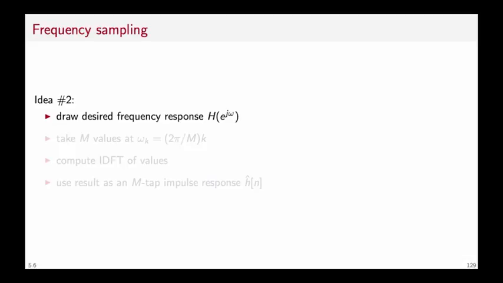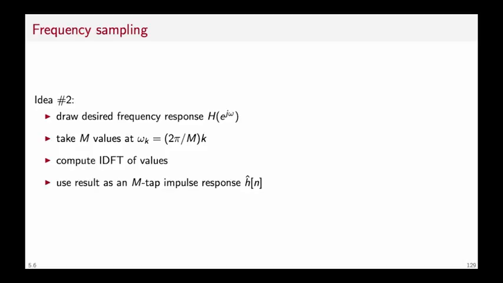The idea here is to say, what if we draw the desired frequency response in the frequency domain? Then what we do is we sample this frequency response at regularly spaced intervals, and then we compute the IDFT of this value, so the inverse DFT, which we can always do for a finite set of frequency points, and use the result as an M-tap impulse response hat h of n.